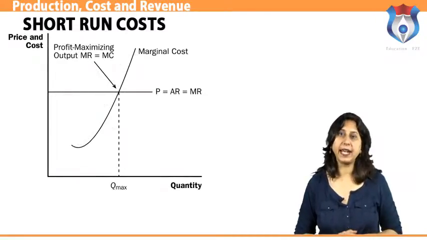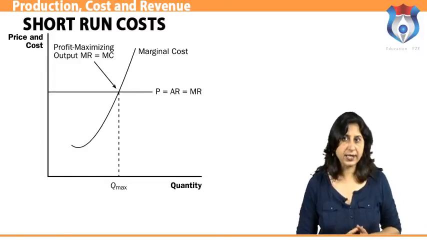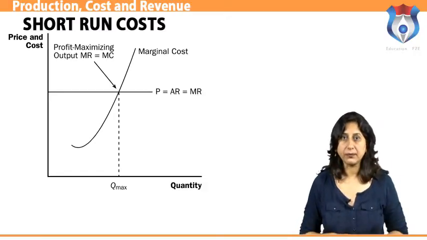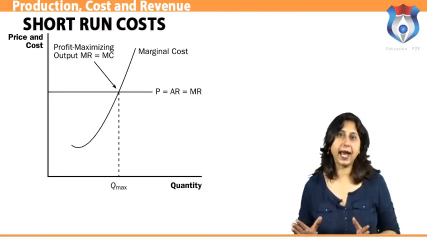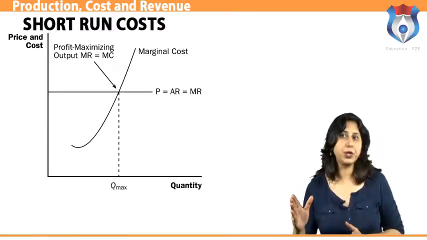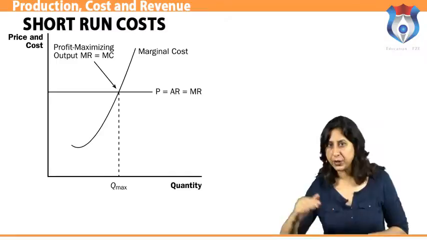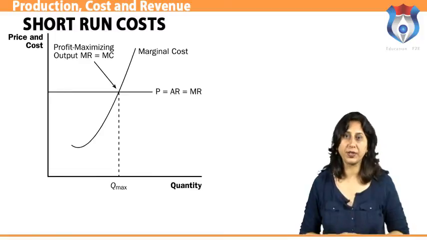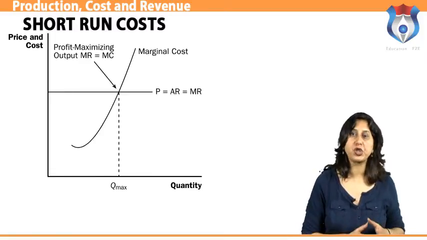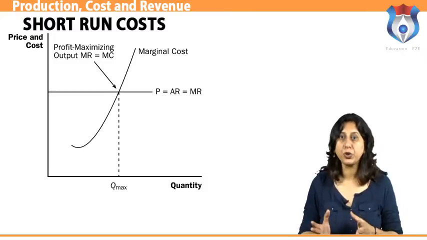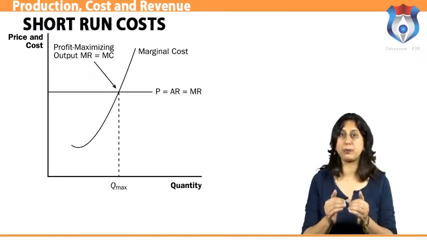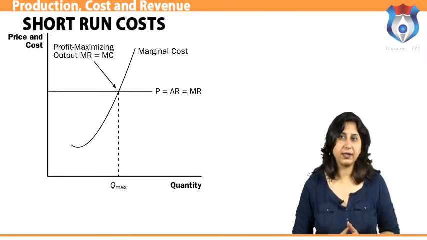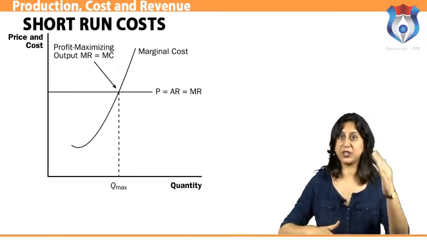Relationship between MC and AVC. When MC decreases, then AVC also decreases, but MC is less than AVC. MC always cuts AVC at its minimum point, and MC is equal to AVC. When MC increases, then AVC also increases, but MC is greater than average variable cost. Marginal cost and average variable costs are U-shaped because of the inverse relationship between cost and production. It means when production increases, then cost decreases, and when production falls, then cost increases.